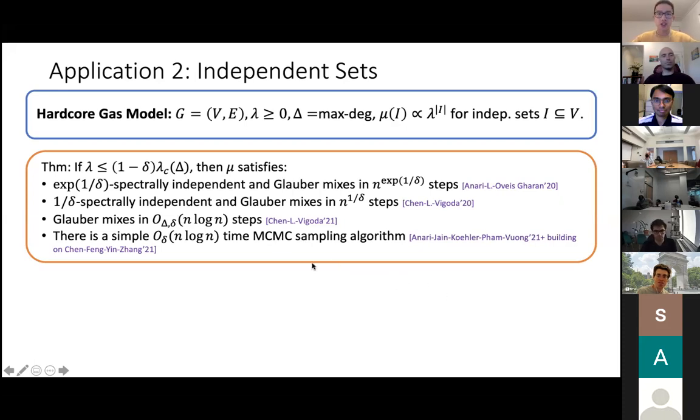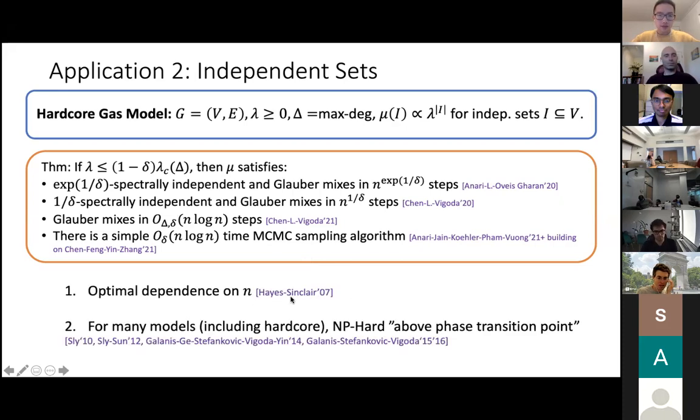I don't want to get into too much detail, but all this is to say that this line of work has culminated in, in some sense, optimal sampling algorithms for this problem. As I mentioned earlier, this has optimal dependence on n, and for many models such as the hardcore model, it's actually NP-hard above this phase transition point.